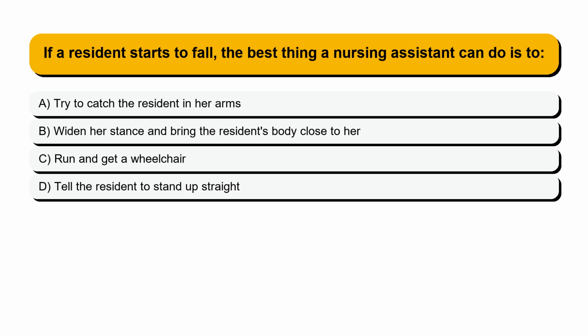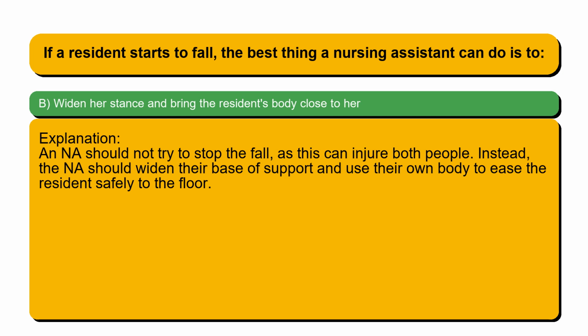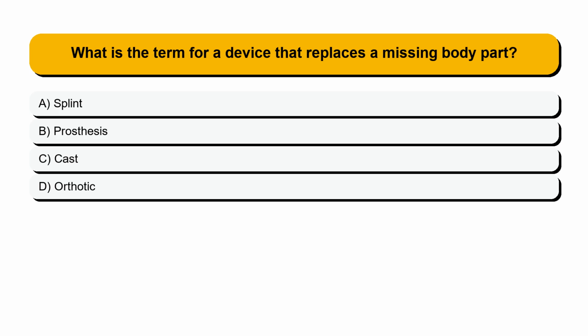Question 86. If a resident starts to fall, the best thing a nursing assistant can do is to: Option A, try to catch the resident in her arms. Option B, widen her stance and bring the resident's body close to her. Option C, run and get a wheelchair. Option D, tell the resident to stand up straight. The correct answer is option B, widen her stance and bring the resident's body close to her. An NA should not try to stop the fall, as this can injure both people. Instead, the NA should widen their base of support and use their own body to ease the resident safely to the floor.